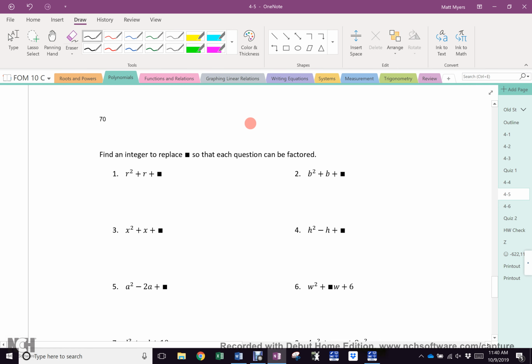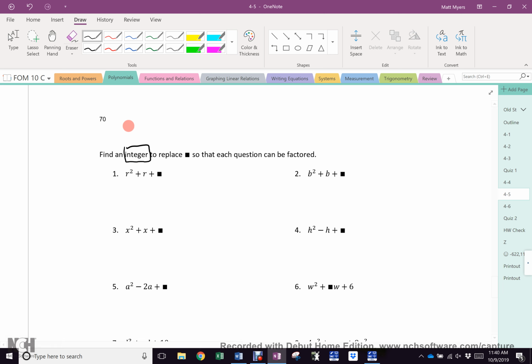I want to make sure that we're comfortable with the factoring that we have done so far. So page 70 is a little bit weird. What you can see we have there is a bunch of trinomials, but they're not complete, yes? So what I'm asking for is a number here that will make this work. Now, notice that I specify an integer. That is from earlier in the year. Does anybody remember the definition of an integer?